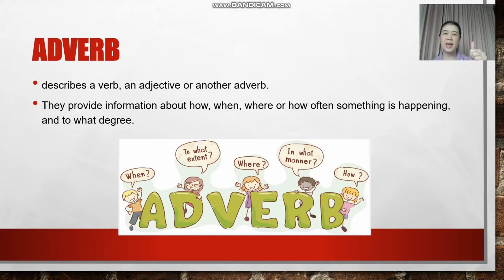The first one, as you can see from the name, adverb, that's right. So we normally use the adverb in order to describe verbs. What else? It can be used in order to describe adjective and another adverb. Interesting. Okay. And they provide information about how, when, where, how often something is happening and to what degree. Okay, let's see more details.